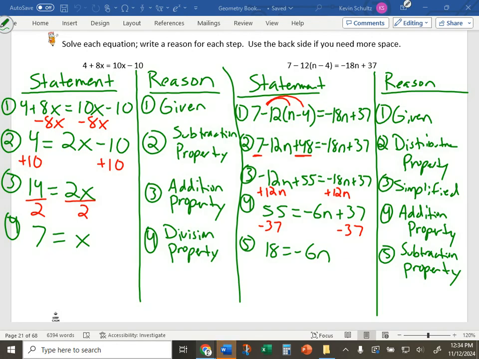And finally, what would we do to solve this, our final step? Divide by negative 6. And we get negative 3 equals n. And we did that because of the division property.